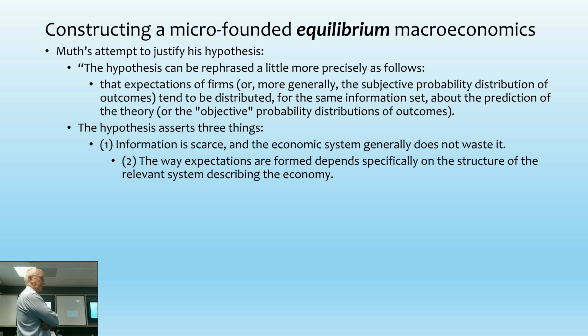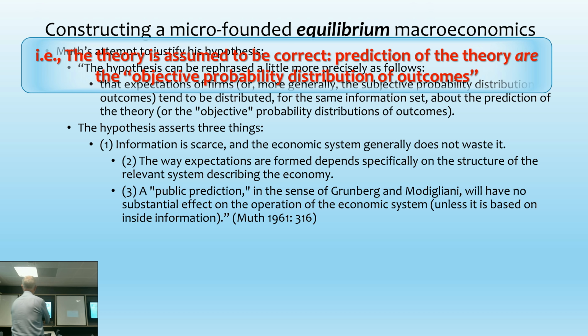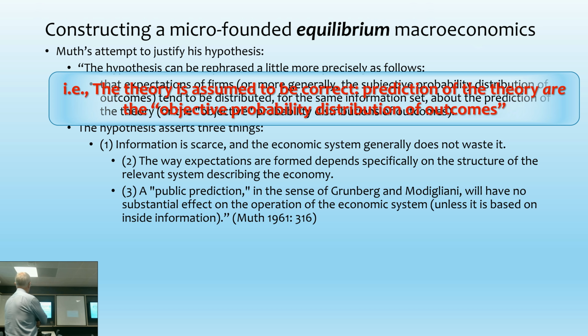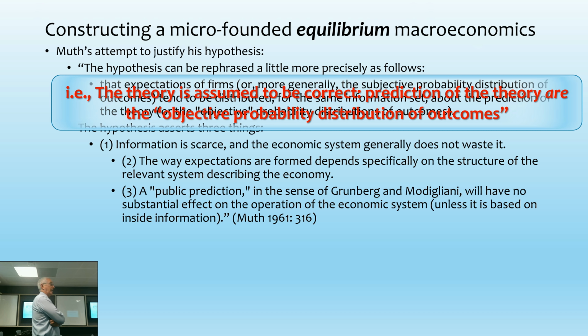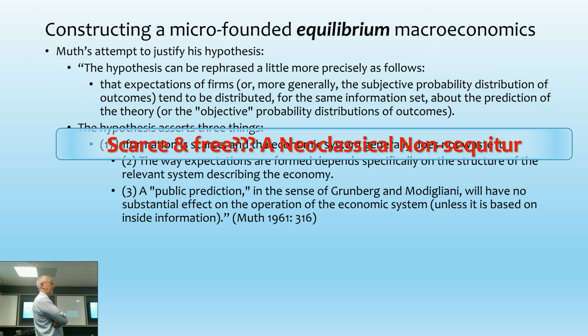And he has a thing about the formation of expectations, public predictions, and so on. But this one here, what he's saying is the predictions of the theory are the objective probability distribution of incomes. In other words, the theory is an accurate description of reality. Okay, stage one. This one is saying that something is both scarce and free.